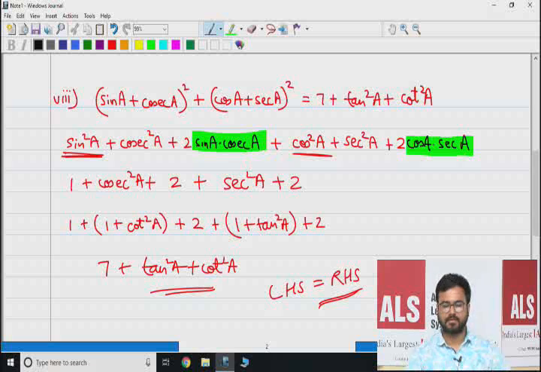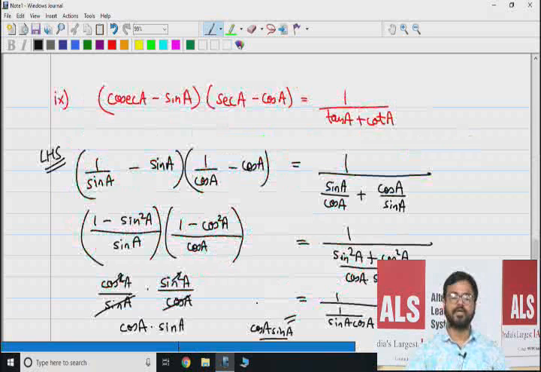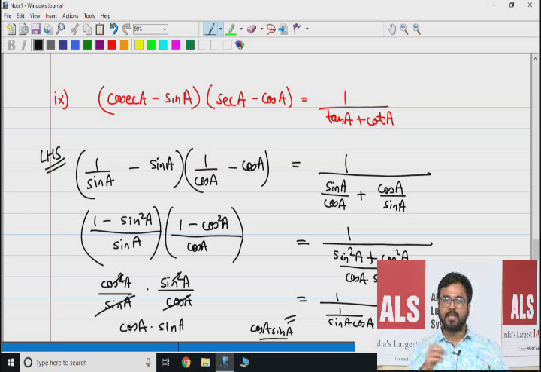So here again we are getting the right hand side also cos A into sine A, and the left hand side is already cos A into sine A. So right now we can say that both are equal, hence proved. In this way we can prove this one.